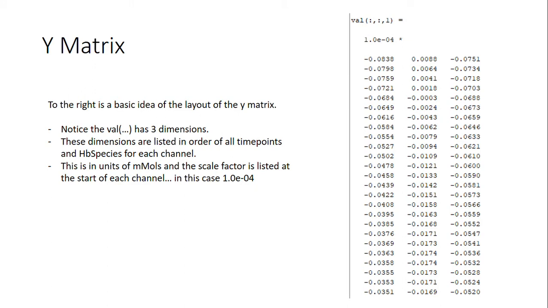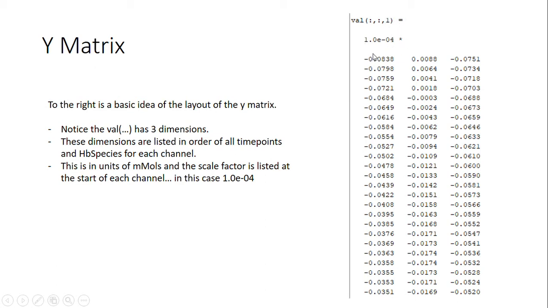This is what it looks like. If you pull it up in MATLAB, this is actually a picture pulled up of that. So if you notice the value here, you're looking at all rows, all columns on the first page, or the first dimension. So basically this is going to be all time points, all hemoglobin species, which is why you have 3 columns, because it's oxygenated, deoxygenated, and total hemoglobin. And then we're looking at the first channel.